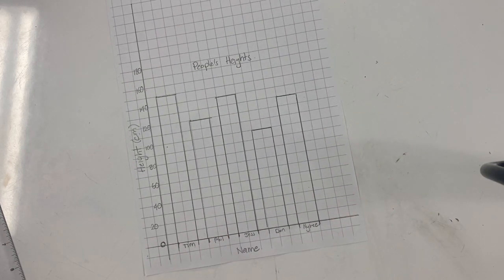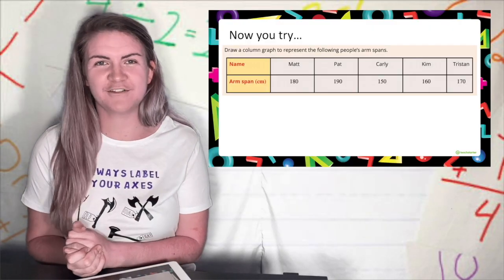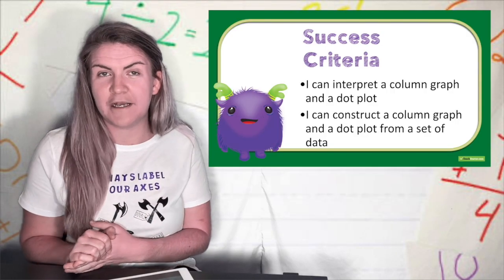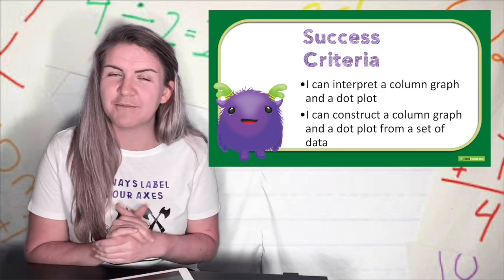You can choose to use color, but it is not necessary. Now you try draw a column graph. I hope now you know how to interpret a column and dot plot and you know how to construct a column and dot plot yourself.